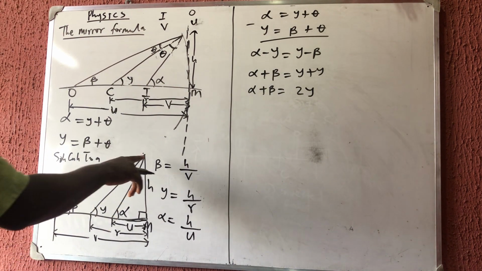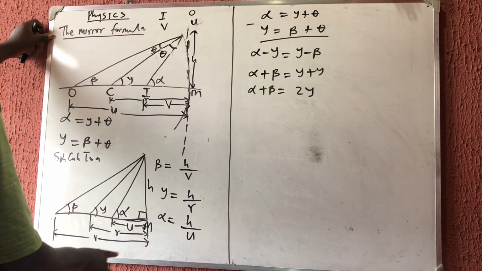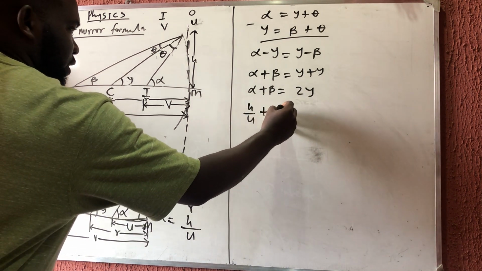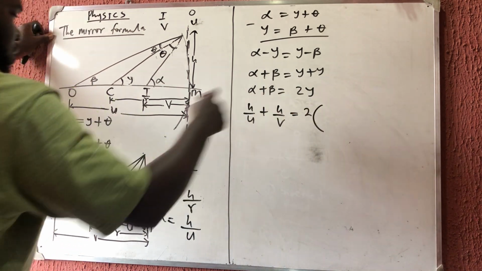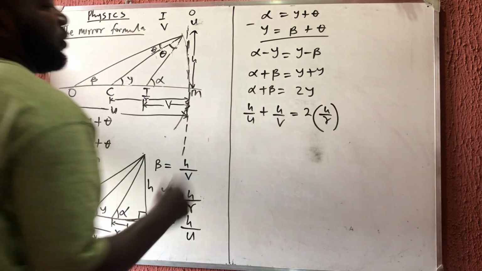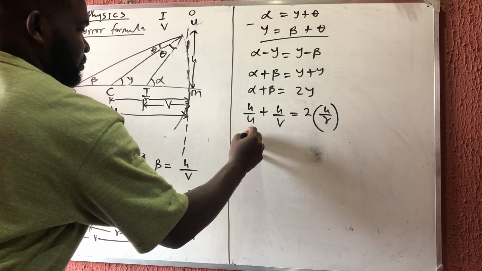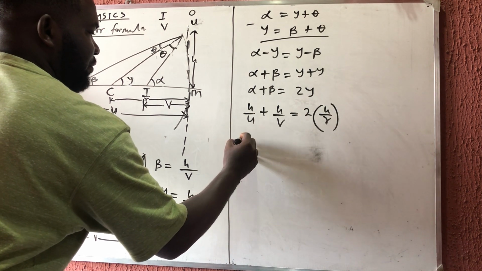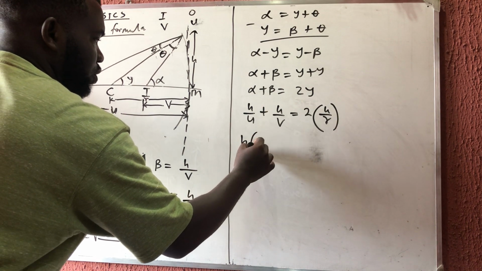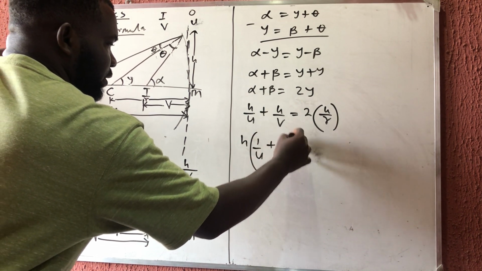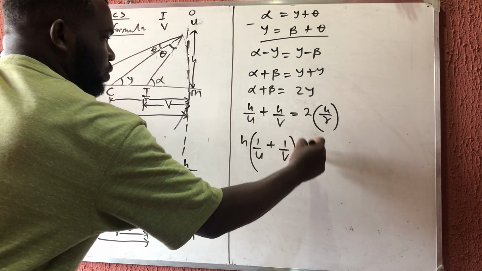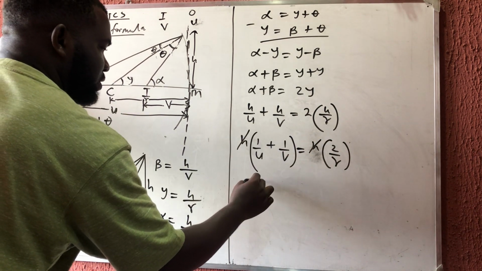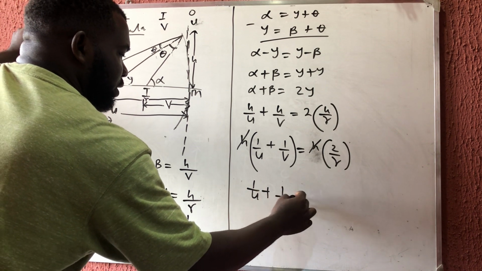Now let us substitute everything we have gotten. Our alpha is H over U, so I have H over U plus H over V is equal to 2 into my Y, which is H over R. They have H in common, so if I bring out the H, this is going to be 1 over U plus 1 over V, is equal to H into 2 over R. So H can cancel, and we have that 1 over U plus 1 over V is equal to 2 over R.